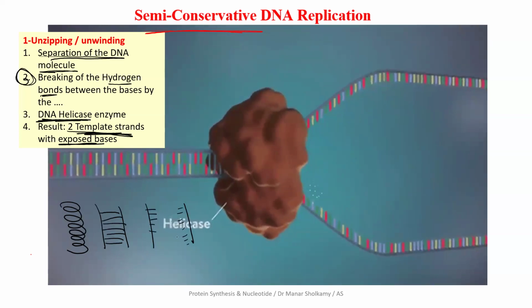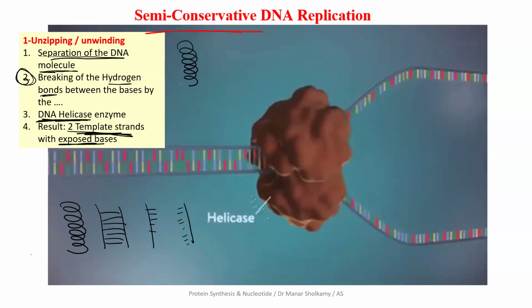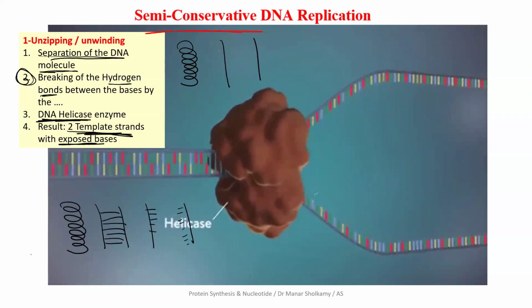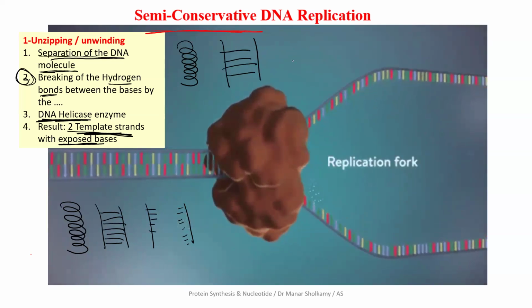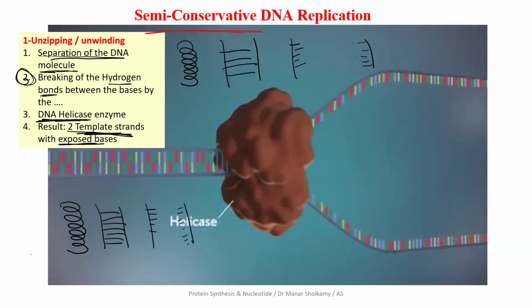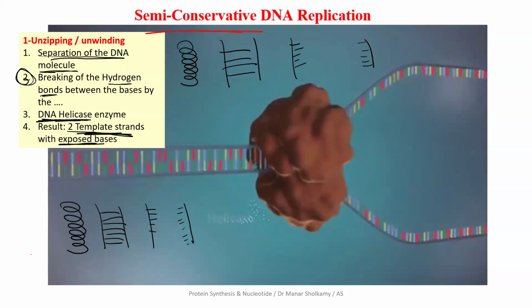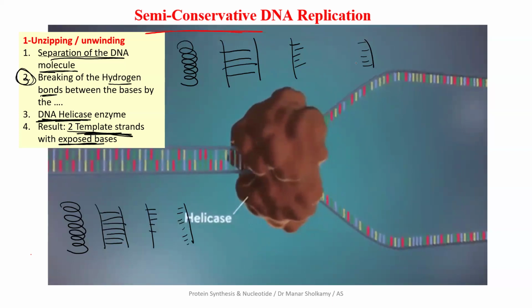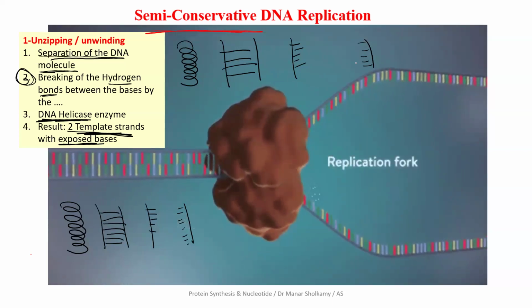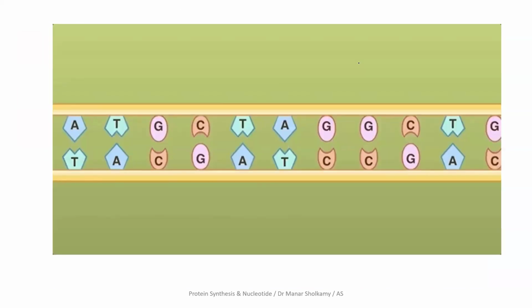Actually, you can explain all the steps with drawing. This is the starting molecule. I will unwind, it will look like this. I will unzip, it will look like this. Unzip means I will break the hydrogen bonds and separate the bases. And now I have 2 templates with exposed bases. Until this point, everything is clear? Hard? No, good. And then who's going to arrive?